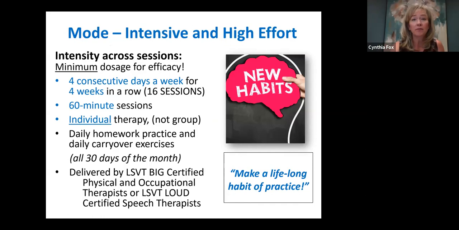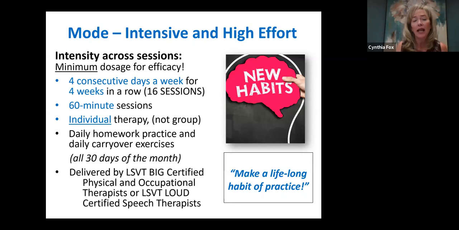The mode of delivery is intensive and high effort. It takes that level of intensity to form new habits. So the minimum dosage for efficacy, as documented by our scientific studies, is 4 consecutive days a week for 4 consecutive weeks. So you get 16 sessions in 1 month's time. These are 1-hour treatment sessions, and they're individual, not group therapy. And it's because we address your individual challenges, and that simply can't be done in a group setting.